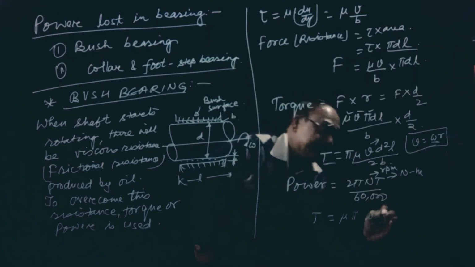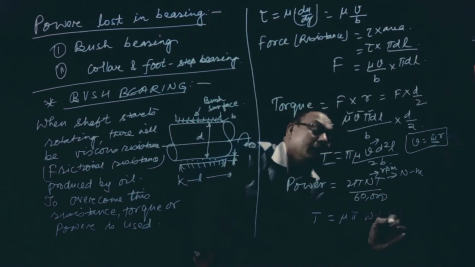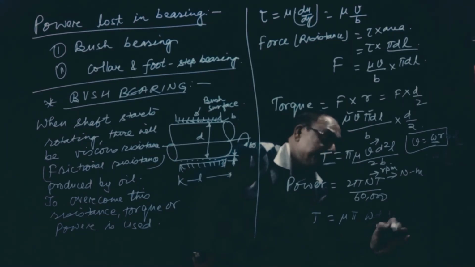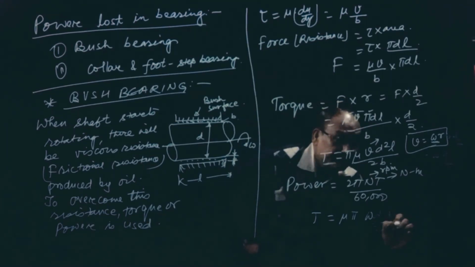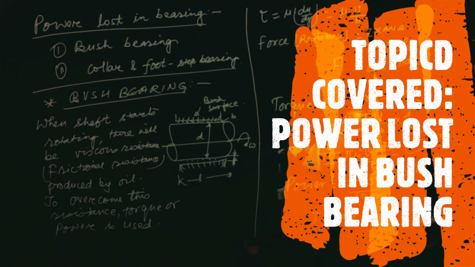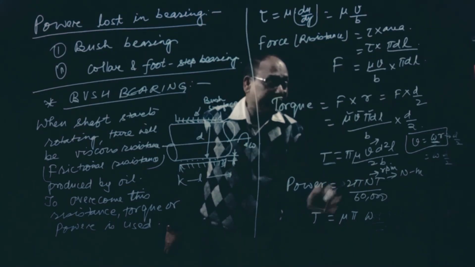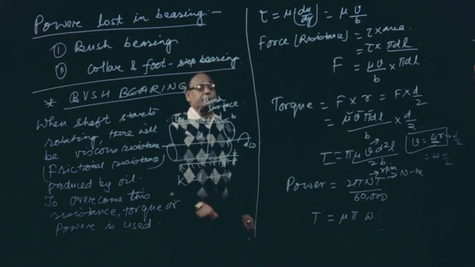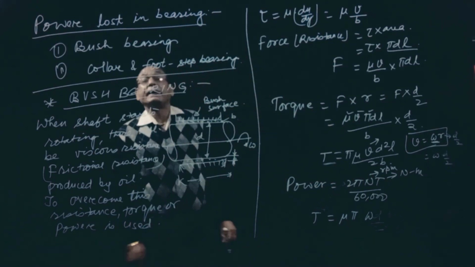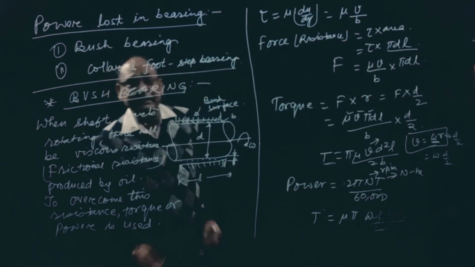Now we have converted this into d square L by 2b, so it is nothing but pi mu omega d cube L by 4b. This is the equation for torque, and applying this torque in 2 pi n T, it will give you the power loss in bush bearing. The power loss in collar and footstep bearing I will discuss in the next class. Thank you.